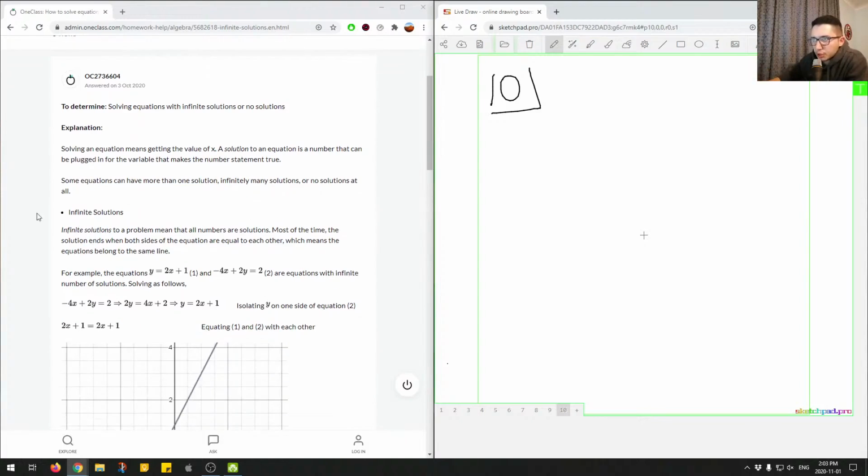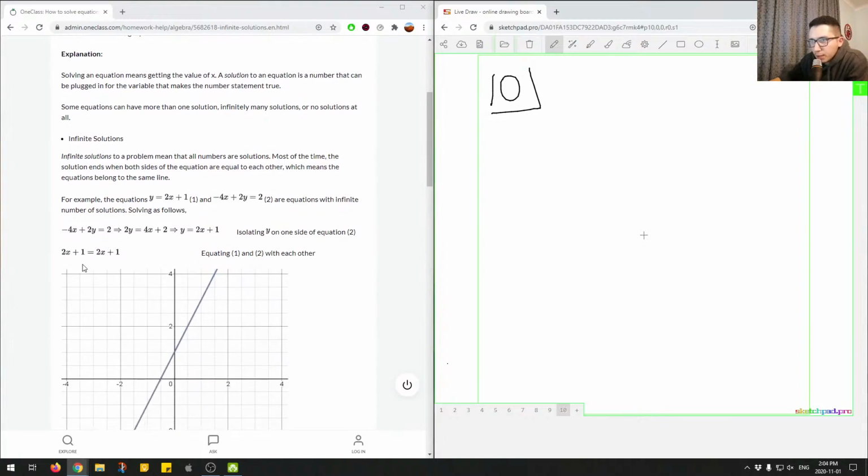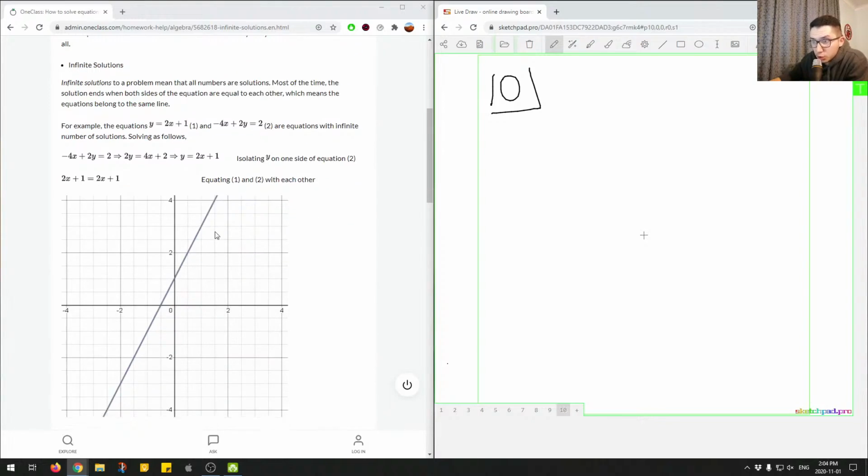Okay, so here they show the first example, infinite solutions. I'm just skimming through this to give you the most important stuff of this answer. So y equals 2x plus 1 and negative 4x plus 2y equals 2. So we want to find the solution for these two equations. We rearrange this equation, and then we set them equal to each other, and we get 2x plus 1 is equal to 2x plus 1. And we can see that the plot they drew out is two lines overlapping each other. So 2x plus 1 is this line, and then there's another line on top of it, but it's not really visible. And that's where you get infinite solutions.